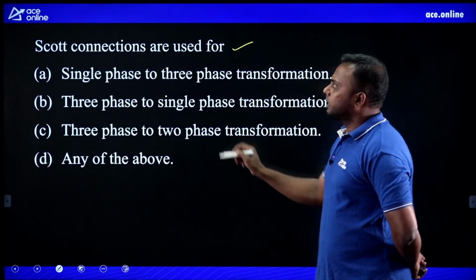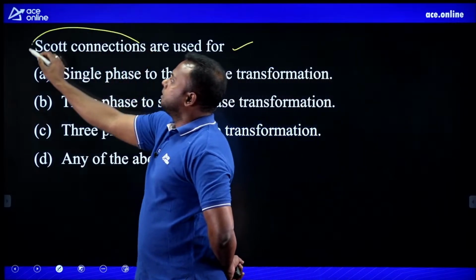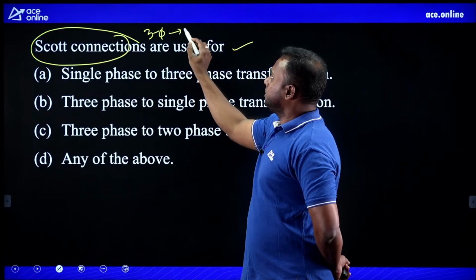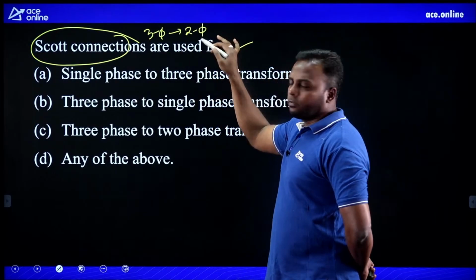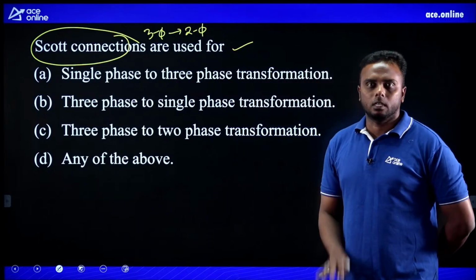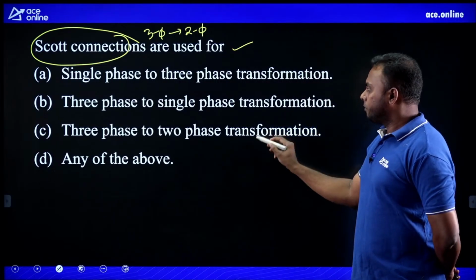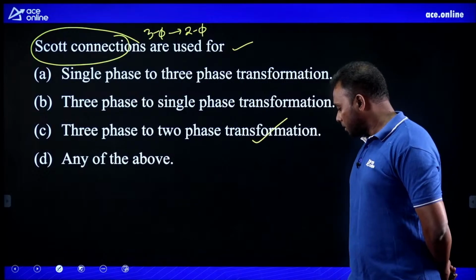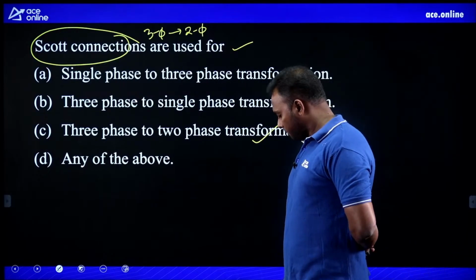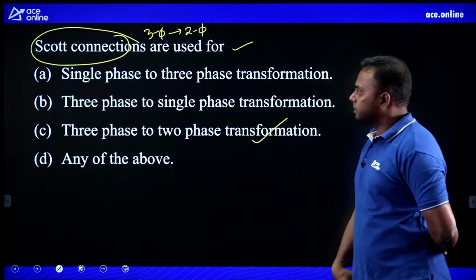Scott connection we use either to convert available three phase into two phase or available two phase into three phase. It is three phase to two phase conversion always. So three phase to two phase transformation, option C is correct.